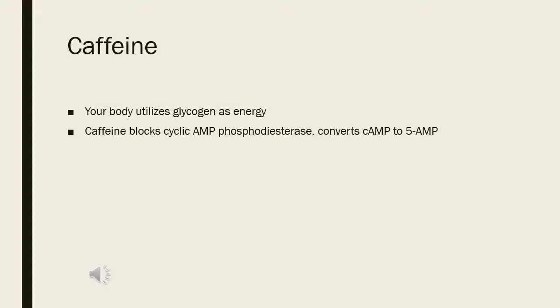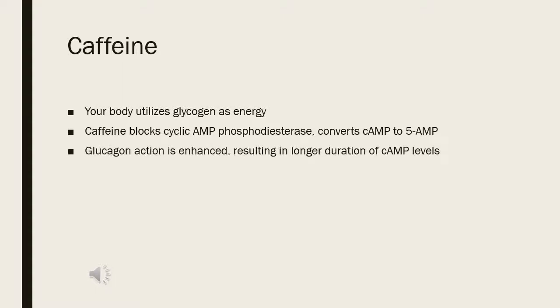In the experiment which was observed, which was an aerobic or endurance activity, your body would naturally use glycogen as its energy source. But with the addition of caffeine, cyclic AMP phosphodiesterase, which converts cAMP to 5'-AMP, was blocked. And this results in glucagon action being enhanced, which would result in longer durations of cAMP levels.